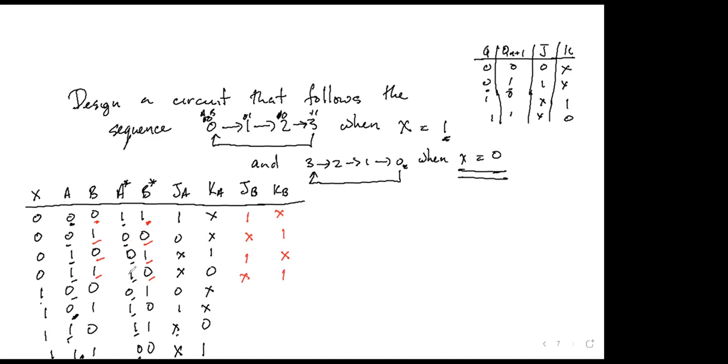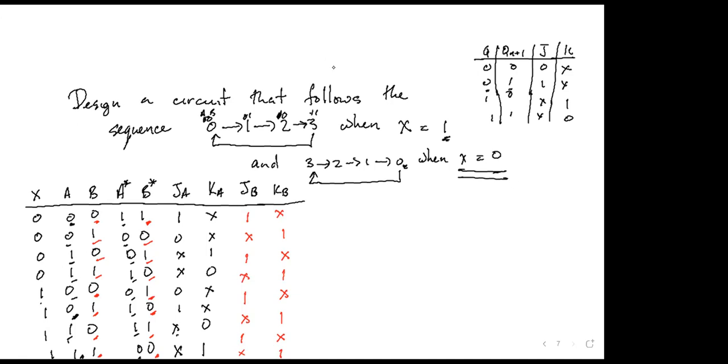Probably 4. 1, 2, 3, 4. 0 to 1, 1 don't care. 1 to 0, don't care, 1. 0 to 1 is 1, don't care. And 1 to 0 is don't care, 1.